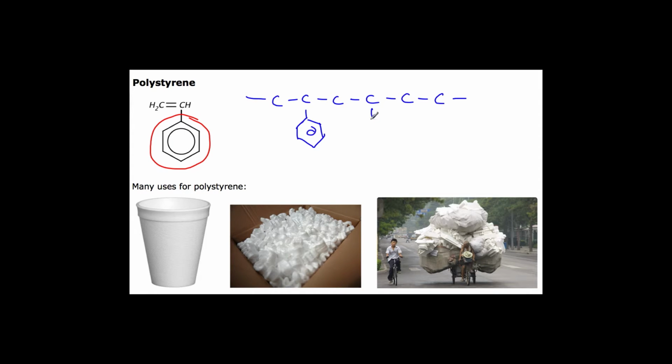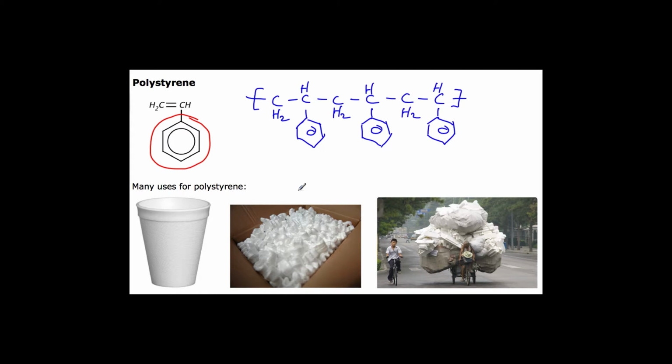Unlike something like PVC with a polar group and a relatively small atom as a branch, you've got this big phenyl ring sitting out there, and that's going to hinder how close these polymer strands can get to one another, and so that makes it not very dense at all. And so it's lightweight, as this picture down here shows, with the gentleman pulling what appears to be a huge amount of styrofoam around his bicycle.